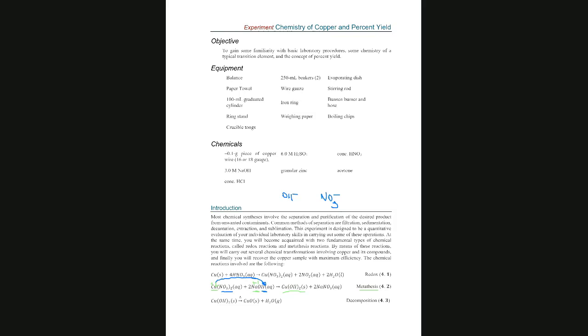Those are easier to recognize than the redox. But once you learn the rules of the oxidation state, you will know immediately if it's a redox reaction, because you will find out the oxidation state of the copper before the reaction and after the reaction. Any questions so far?